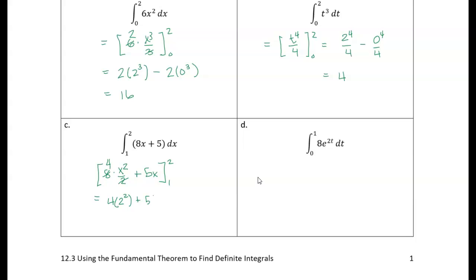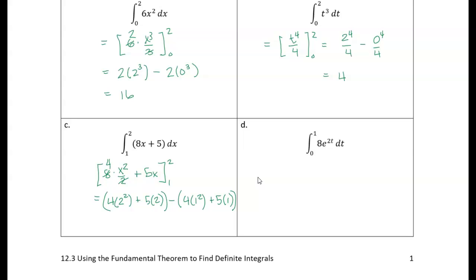Plus 5 times 2. Okay, now I'm going to put parentheses around this whole thing, and I want to subtract the whole antiderivative evaluated now at 1. And we have 4 times 1 squared plus 5 times 1.